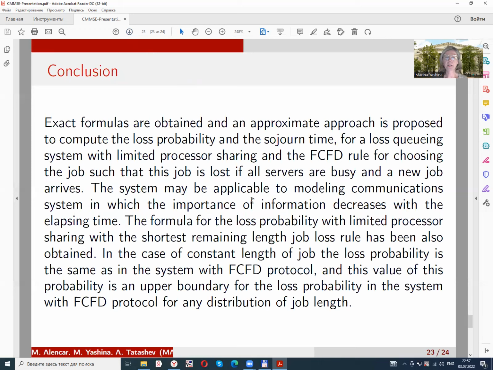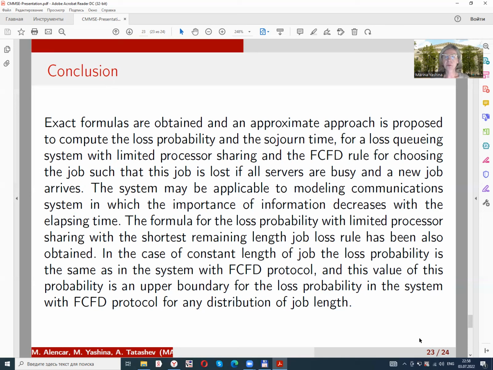So exact formulas are obtained and an approximate approach is proposed to compute the loss probability and the sojourn time for a loss queueing system with limited processor sharing and the FCFD rule for choosing the job, such that this job is lost if all servers are busy and a new job arrives. The system may be applicable to model communication systems in which the importance of information decreases with elapsed time.